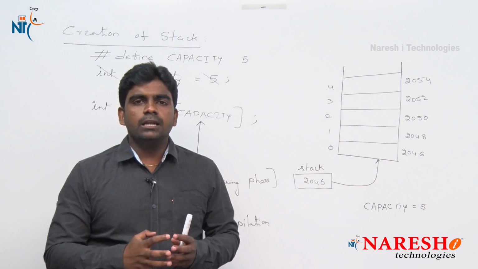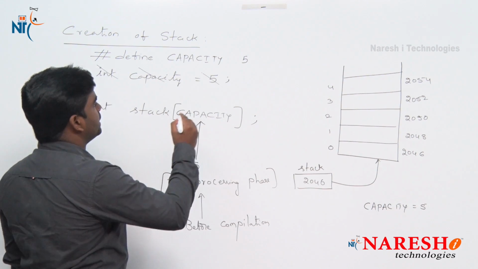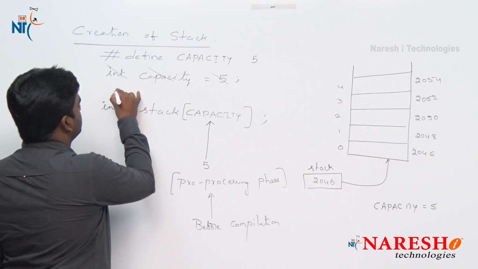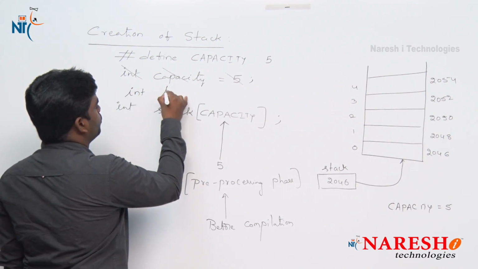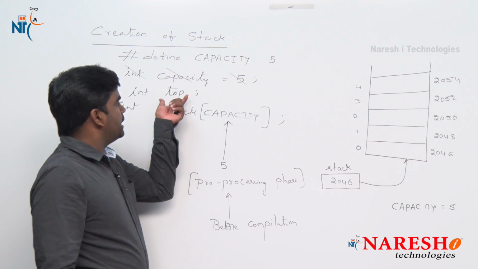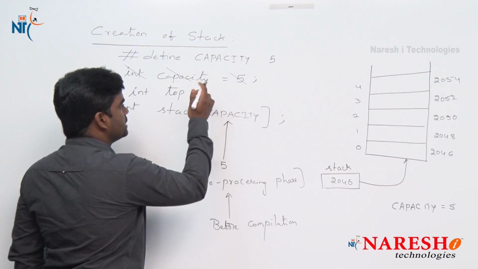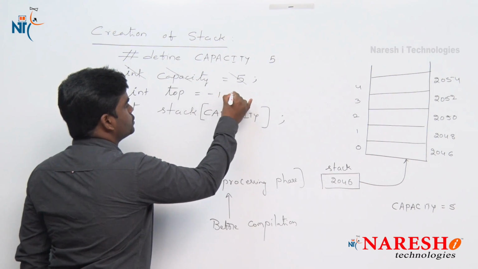Sir, programmatically how can you perform all these things? Very simple. You have to declare one more integer variable. What is that variable name? Top. Sir, what is the value? Initial value equals to -1.